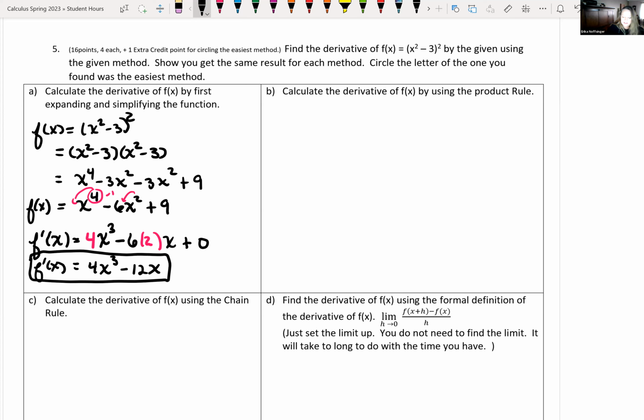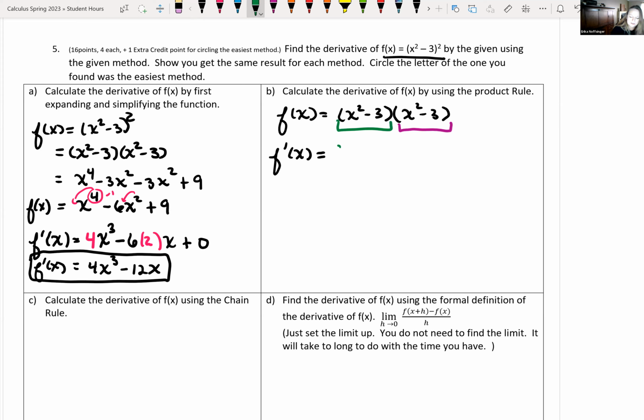Part B says use the product rule to find the derivative of f of x. So we're going to rewrite this (x squared minus 3) quantity squared as a product of those two factors, (x squared minus 3) times (x squared minus 3). Our first function is the first x squared minus 3. Our second function is also x squared minus 3. Remember, when we use the product rule, you're taking the derivative of the first. So I'm just going to write that I'm taking the derivative and then do it. So d/dx of (x squared minus 3), I haven't done the derivative yet, times the second function, which in our case is x squared minus 3, plus the first function, x squared minus 3, times the derivative of our second function. So I'm going to write d/dx of our second function, x squared minus 3.